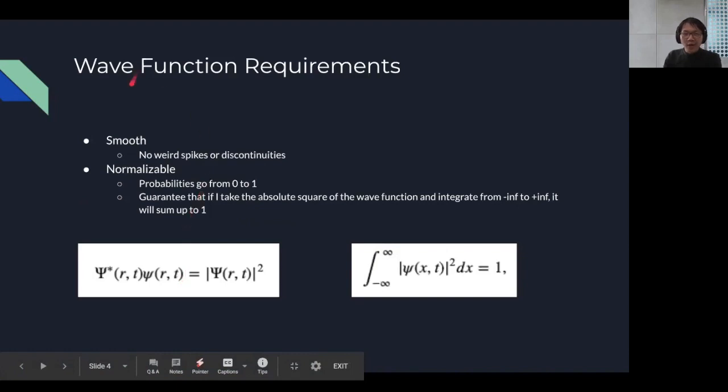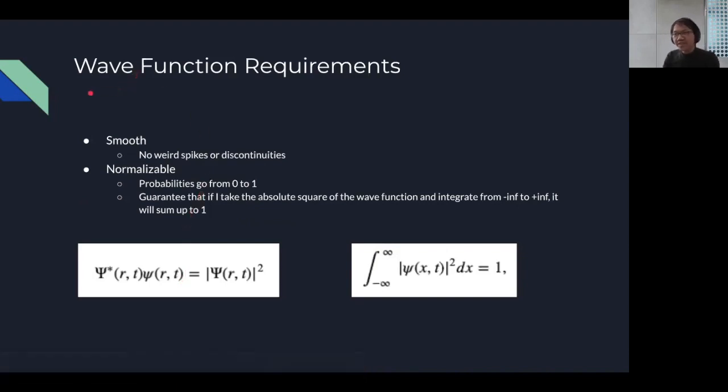Now, we can't go crazy with our wave functions. There are a number of constraints that we should have. One of them is that the wave function has to be smooth. What I mean by that is, if you're familiar with some functions like 1 over 1 minus x squared, that's asymptotic. So it's discontinuous and there's an asymptote in the middle. You can't have that as a wave function. You cannot have spikes or discontinuities.